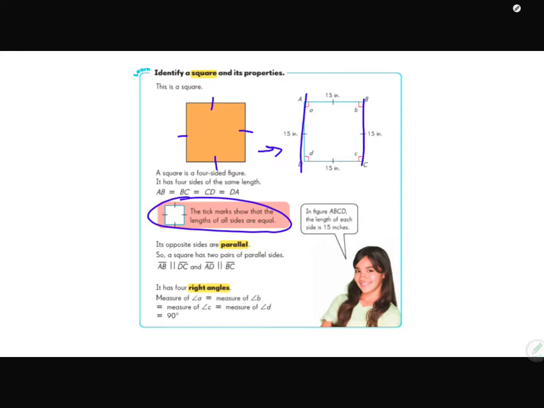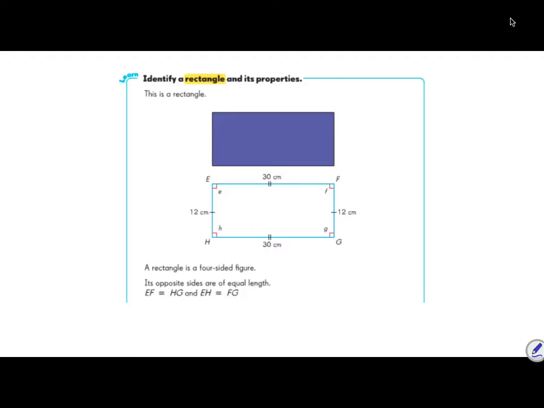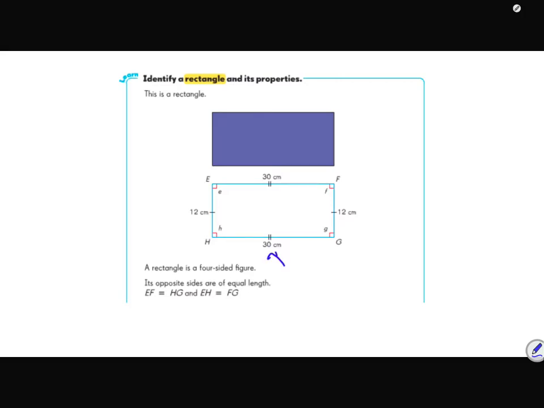Those are parallel lines. These are parallel lines. And I also know that it has 4 right angles, which you can see are indicated with the little squares in the corners that all measure 90 degrees. All right, and then same thing with a rectangle. We know that a rectangle still has 4 sides, just like a square. We know the opposite sides are equal, which is indicated with these tick marks. You see how the 30 has 2 tick marks and 2? That means both of those are 30. And the 12 has 1 tick mark and 1 tick mark, which shows that they are the same.